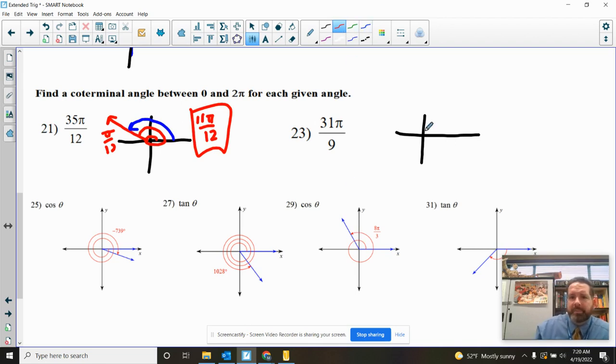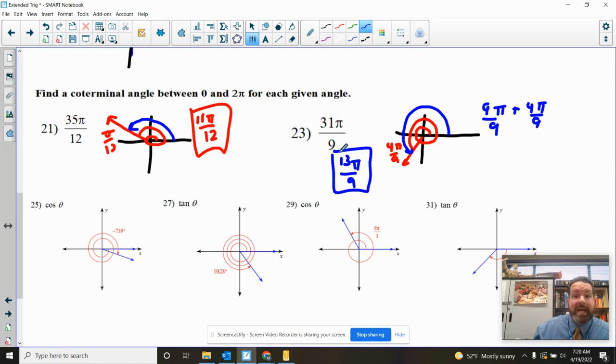And last one here, 31 pi over 9. So here's 9, 18, 27. Okay, that leaves just 4 more. Now, because 4 is less than half of 9, I know it's going to be over here somewhere. So a 4 pi over 9 reference in quadrant 3. Well, what blue angle in the positive direction, less than 1 full turn, gets us to that same spot? Well, that's going to be a pi plus this reference of 4 pi over 9. Common denominator gets us to an angle of 13 pi over 9.